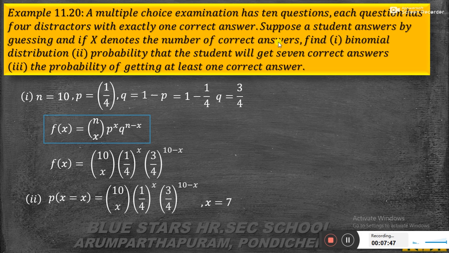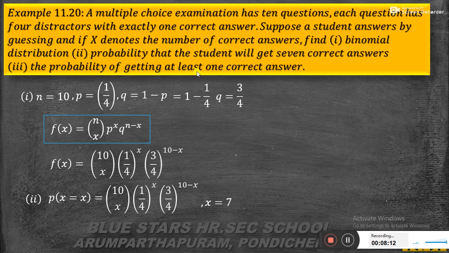x denotes the number of correct answers. Here x is the random variable. This represents the correct answers. The number of correct answers is x. Next they ask to find the binomial distribution. Next, the probability that the student will get 7 correct answers. Suppose a student gets 7 correct answers, what is the probability? So the probability that the student will get 7 correct answers.